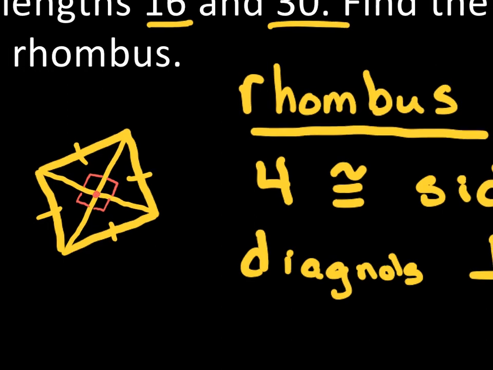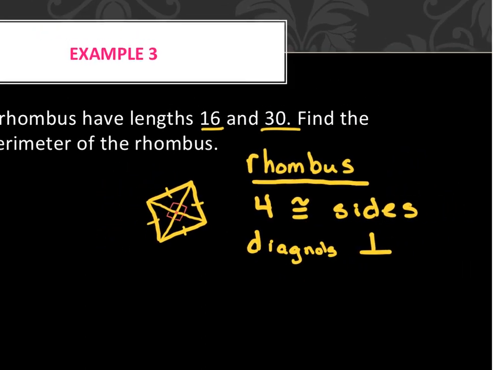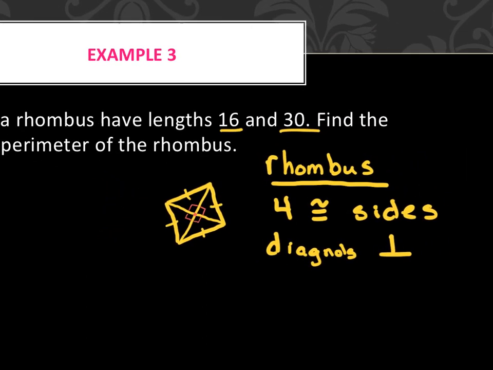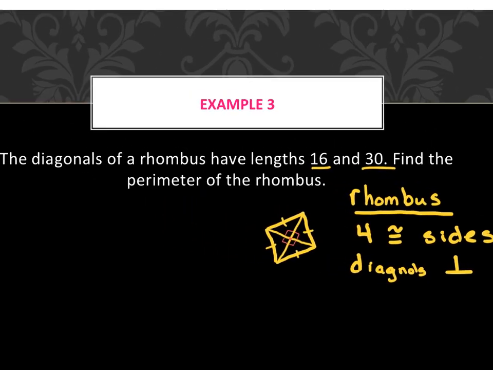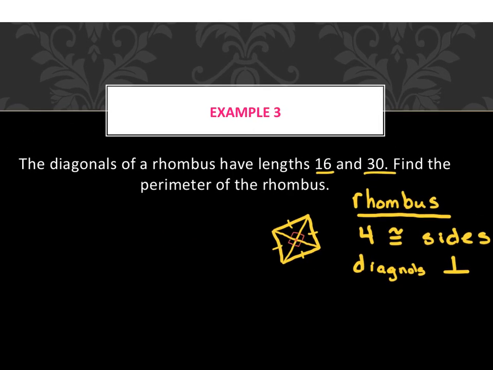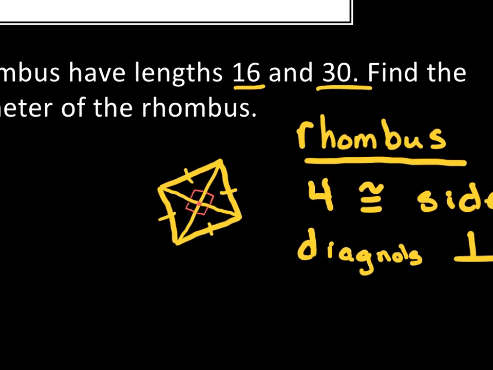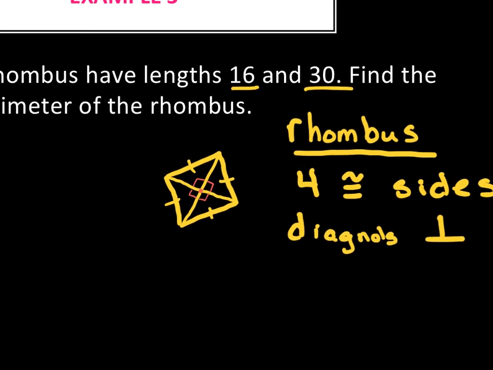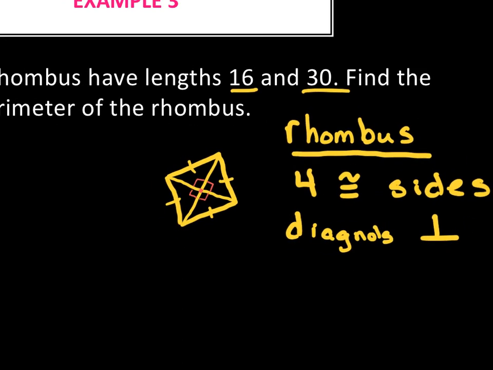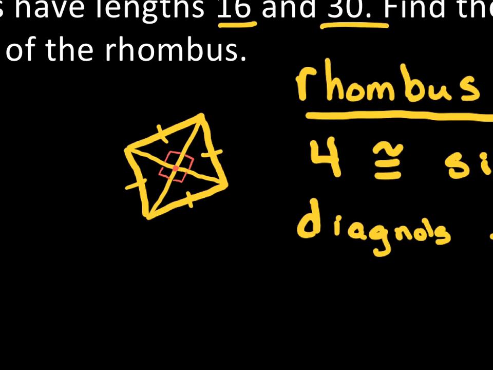Okay. Now, the lengths of these are 16 and 30. The diagonals of a rhombus have lengths of 16 and 30. Find the perimeter. Okay, so we know 16 and 30. What should we do to figure this out?